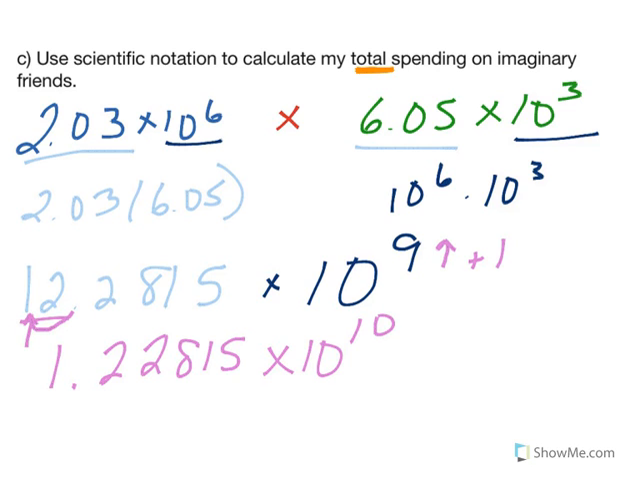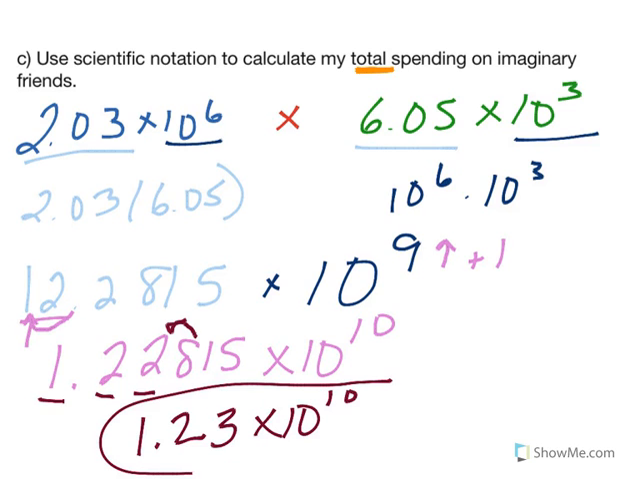And now we need to go to 3 significant digits or figures. So 1, 2, 3. The second 2 will be our third one. This 8 tells us to round up. So our final answer is 1.23 times 10 to the 10th when rounded to 3 significant figures.